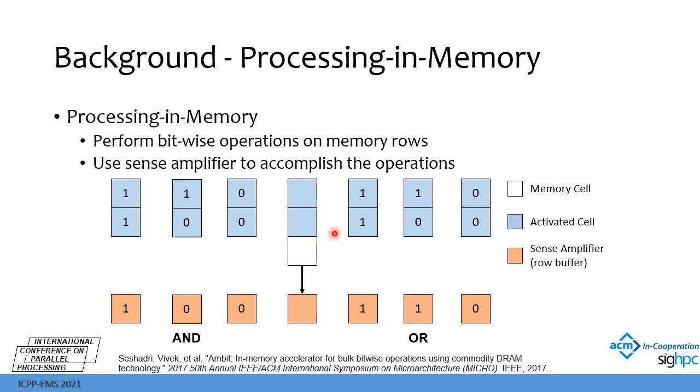So 2 memory cells can be read by 1 sense amplifier, and we can set the threshold of the sense amplifier to do bitwise operations. Take the AND operation for example. We can set the threshold to read out 1 only when both cells contain 1, and in the other situations it will read out 0. The OR operation can be done in the same manner.